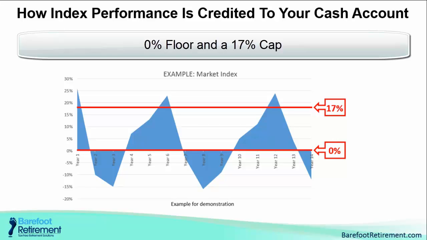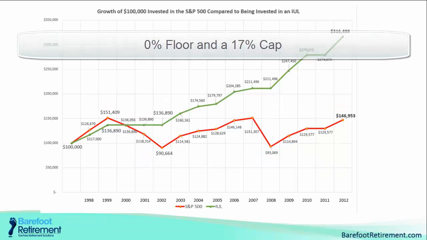So if the market went up, let's say 20% in a given year, then you would only be credited for 17% of that 20% gain. But we'll show you in further videos how this proves out over the long run.